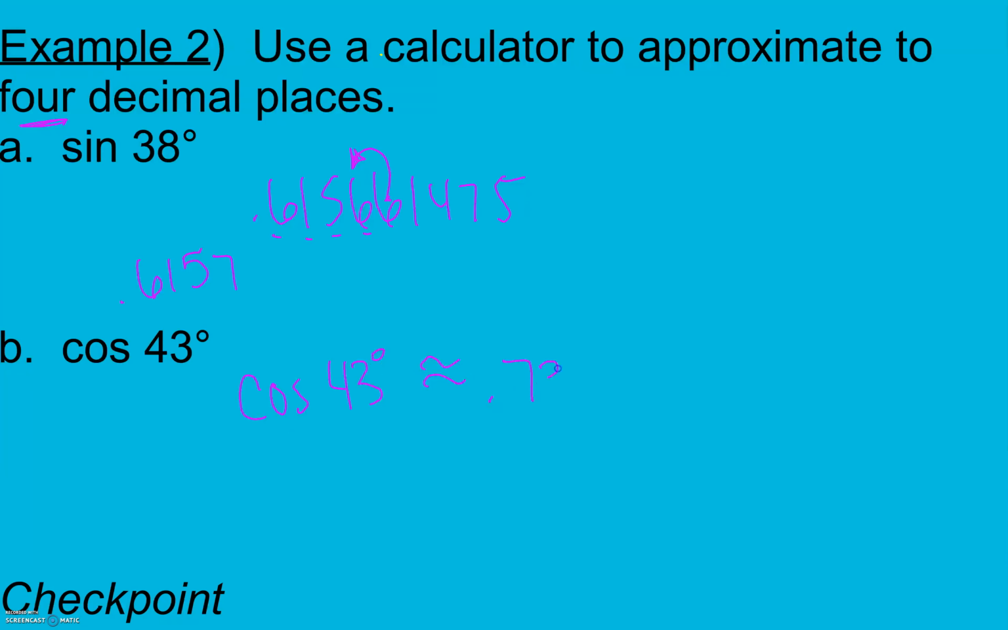And here what I get is approximately 0.731353702. Again, 4 decimal places, count them, 1, 2, 3, 4. We look afterwards. The 5 or higher rounds up, so it's 0.7314. And that's approximately what cosine of 43 degrees equals.